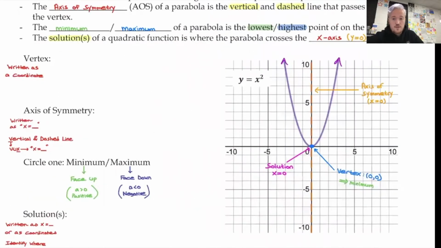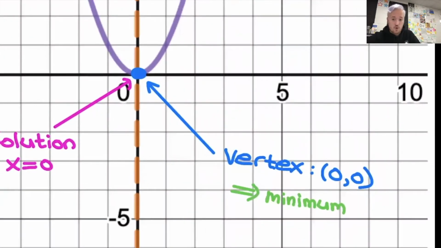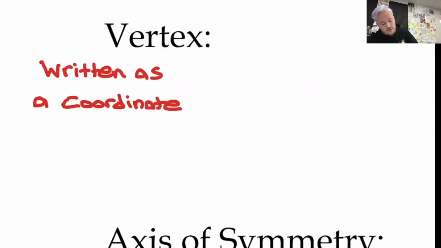So for your vertex, it is, in this case, the lowest point. So it is written as a coordinate, which is, in this case, 0, 0. So over here, your vertex, which is written as a coordinate, in this case, it is 0, 0. Now your vertex is always written as a coordinate.